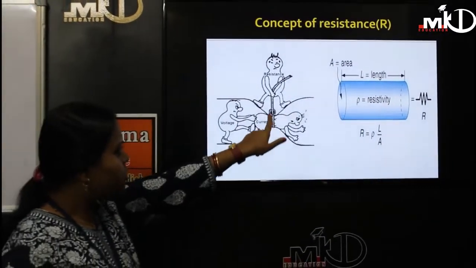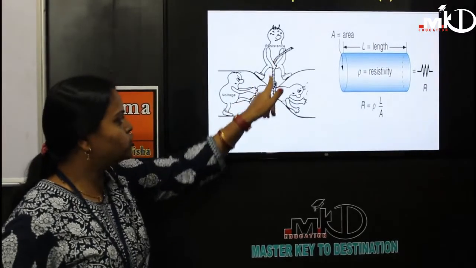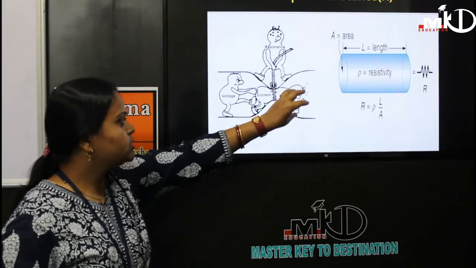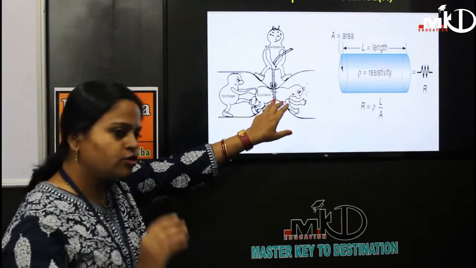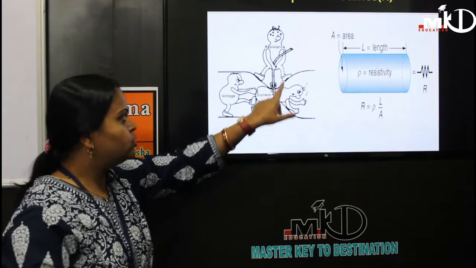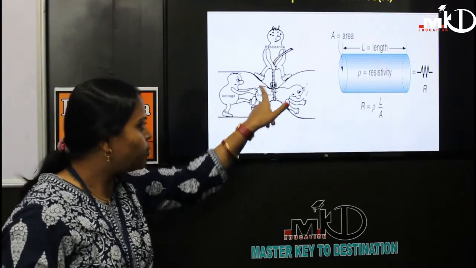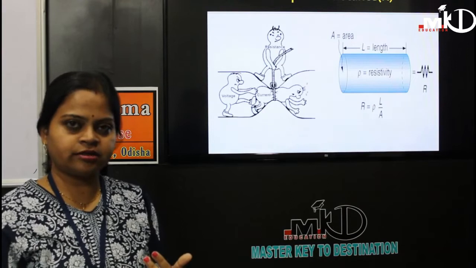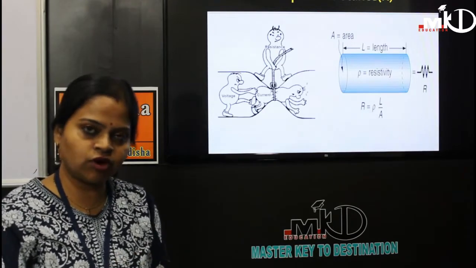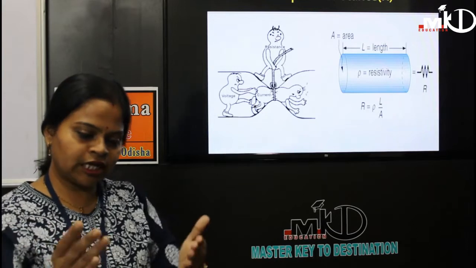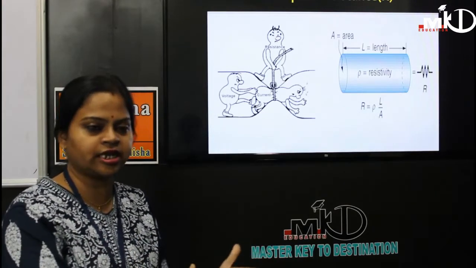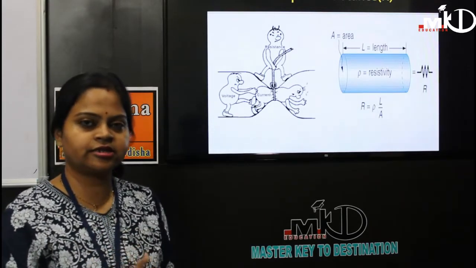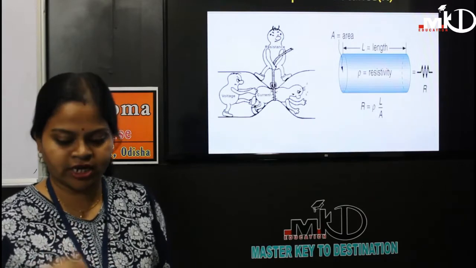But now you can see there is an opposing force to its movement, so obviously the rate of movement will be reduced. Therefore we can say resistance is the opposing force to the flow of current. We know V is proportional to I, meaning we provide voltage and current flows. But if there is an opposing force in the circuit, the current flow decreases. Resistance is simply the opposing force to the flow of current.